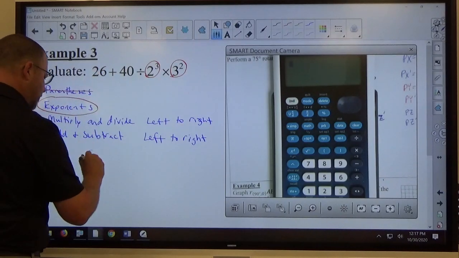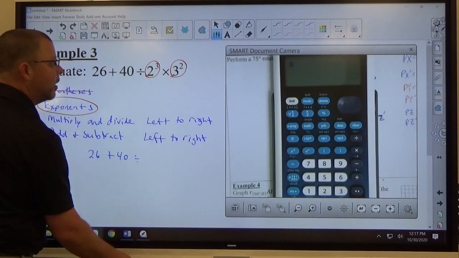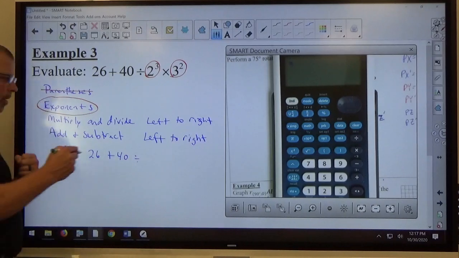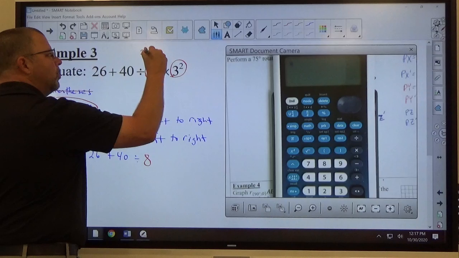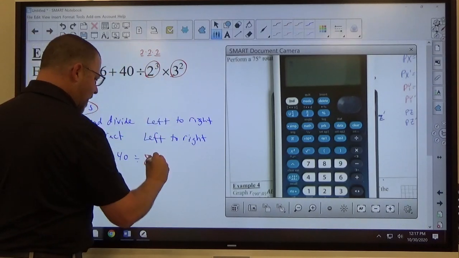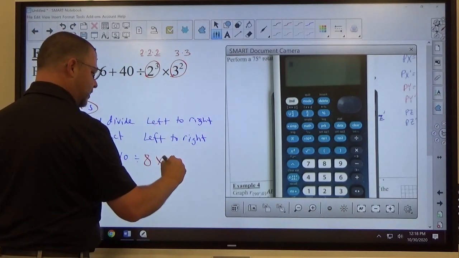So I've got 26 plus 40 divided by, and then 2 cubed means 2 times 2, which is 4, times 2, which is 8. Be careful, it's not 2 times 3 is 6, it's 2 times 2 times 2. 2 times 2 is 4, times 2 is 8. And then it's times 3 squared. 3 squared means 3 times 3, which equals 9.